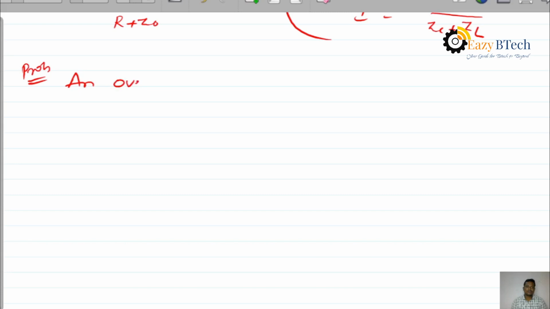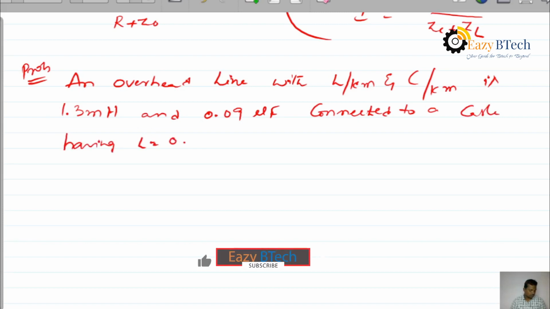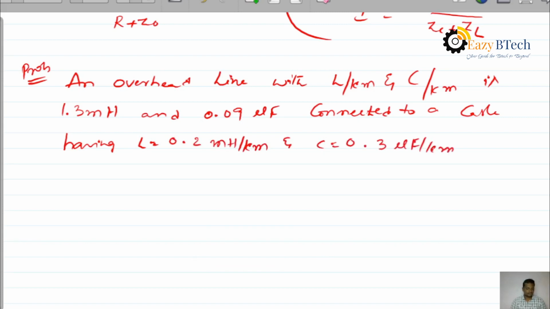An overhead line with inductance per kilometer of 1.3 millihenry and capacitance per kilometer of 0.09 microfarad is connected to a cable having inductance of 0.2 millihenry per kilometer and capacitance of 0.3 microfarad per kilometer, respectively.